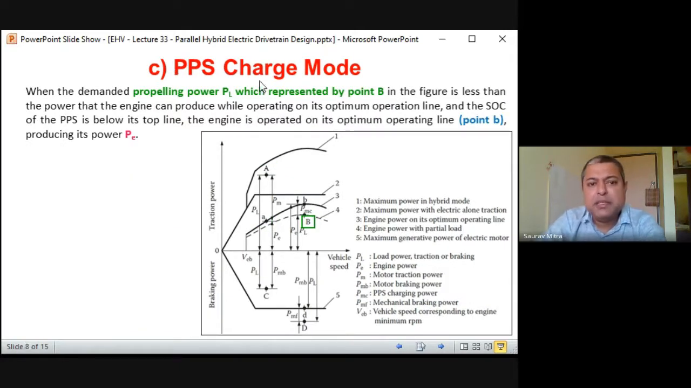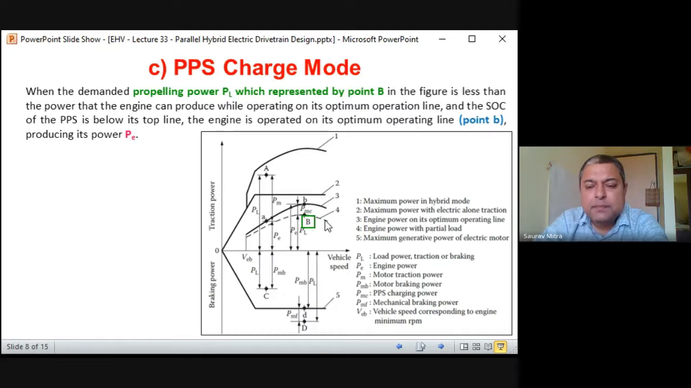It is saying PPS charge mode. In this case, the demanded propelling power PL is represented by point B. So now we are here. This is point B, and what is this? This is line number 4, engine power with partial load. You can find here this fourth line, engine power with partial load.